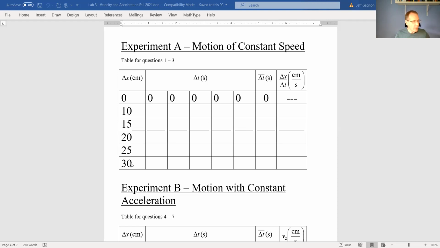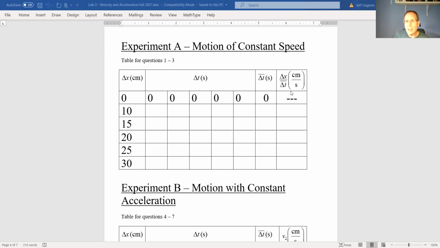Okay, so then once you have all your data here, what you want to do is first compute the average time that it took the flag to pass through the photo gate for each of these conditions, right? For each of these flag lengths. So basically, you're going to average these 5 values here, right? Make sure you use all 4 decimal places. So this should be rounded to 4 decimal places, right? So do that for each of these flag lengths, each of these conditions.